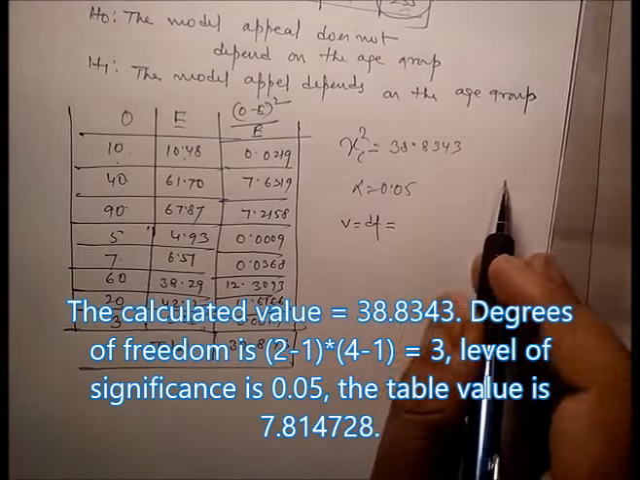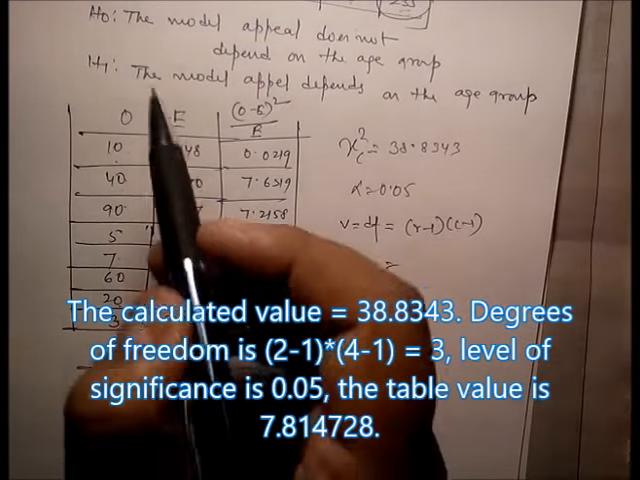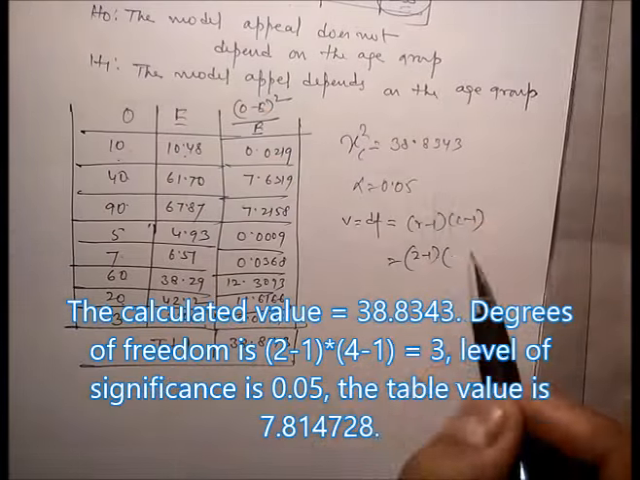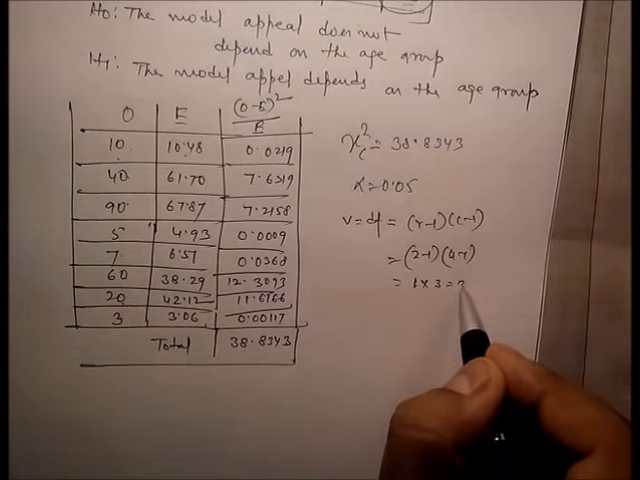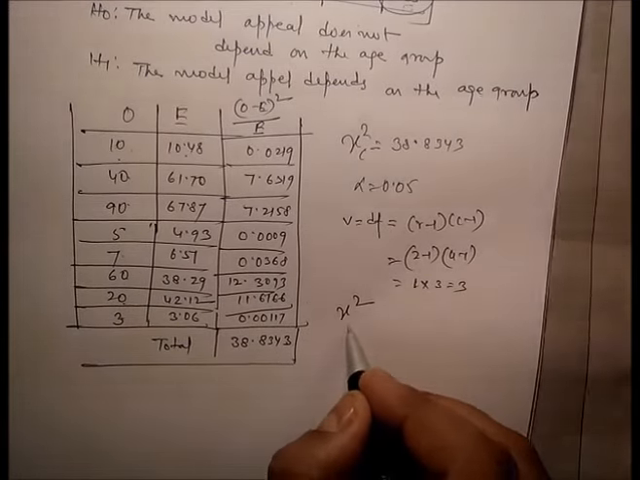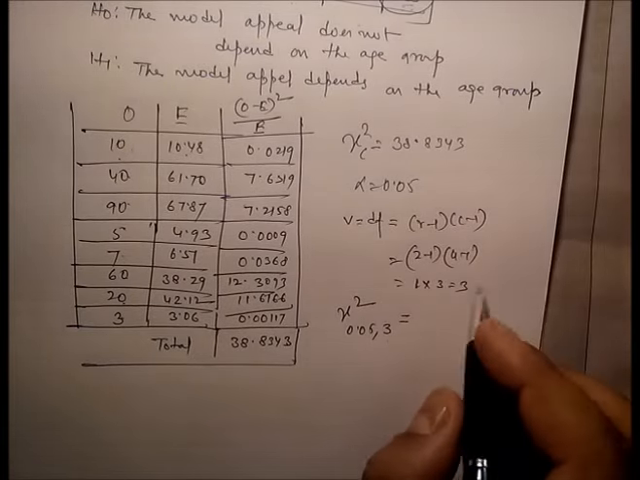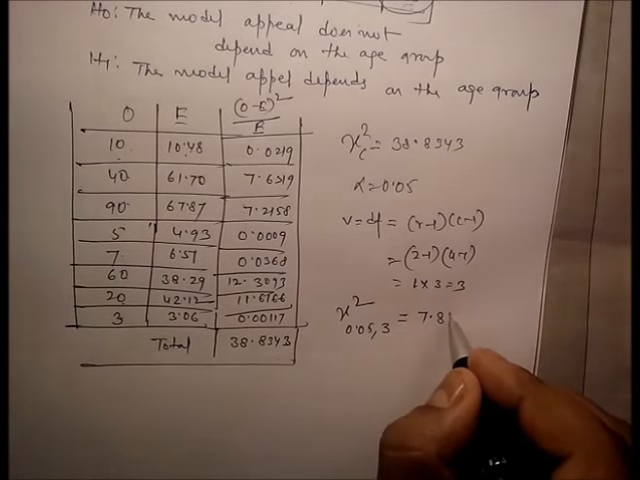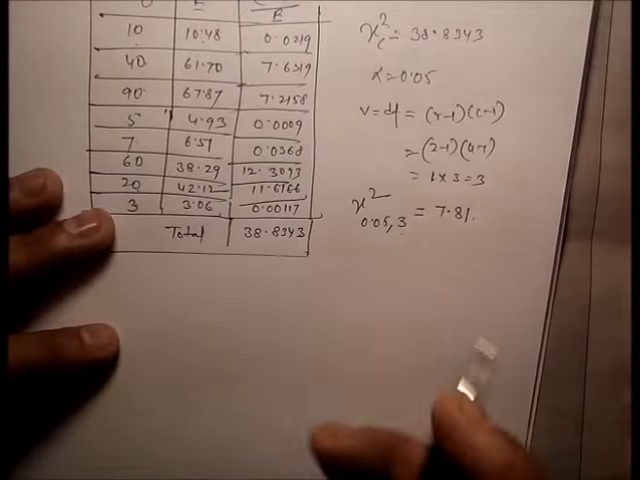So the degree of freedom will be (r minus 1) into (c minus 1). The number of rows is 2, so 2 minus 1, and the number of columns is 1, 2, 3, 4, so 4 minus 1. So 1 into 3, that is 3. Okay, so at the 0.05 level with degree of freedom 3, the value is 7.81.